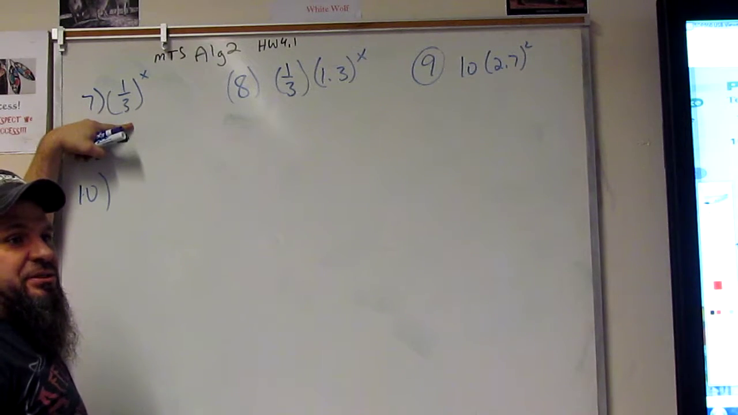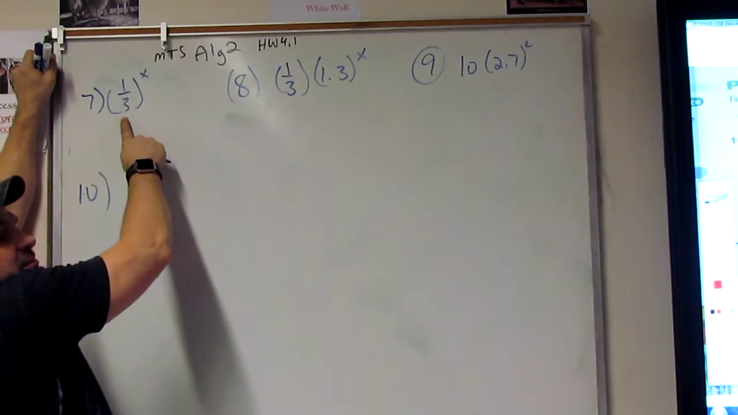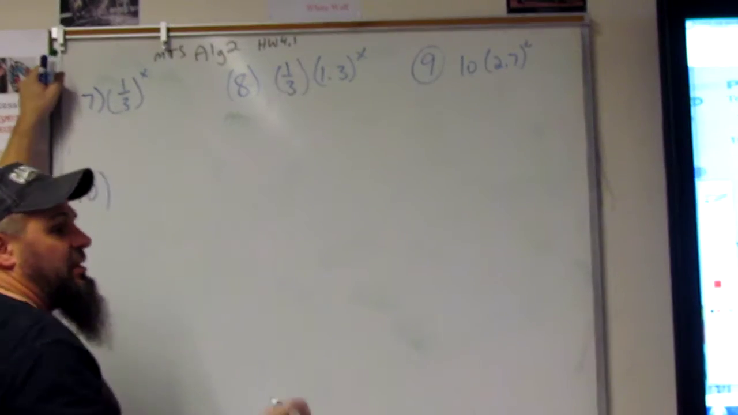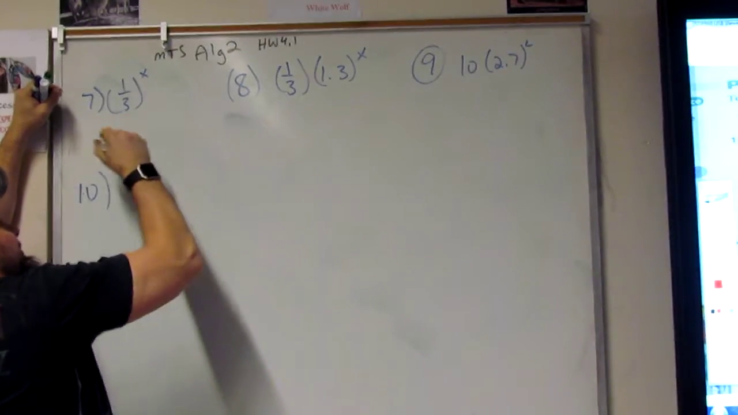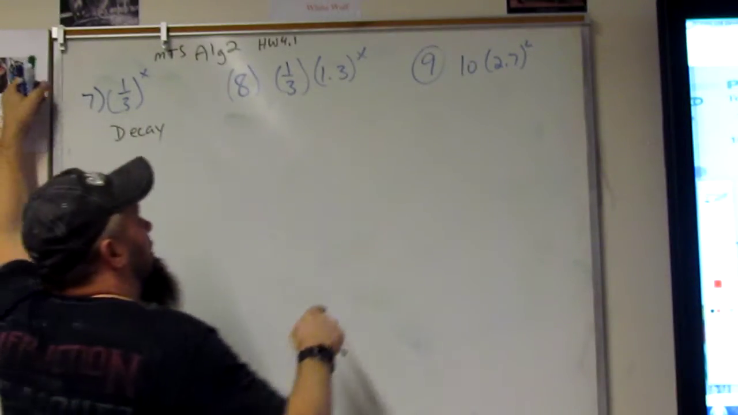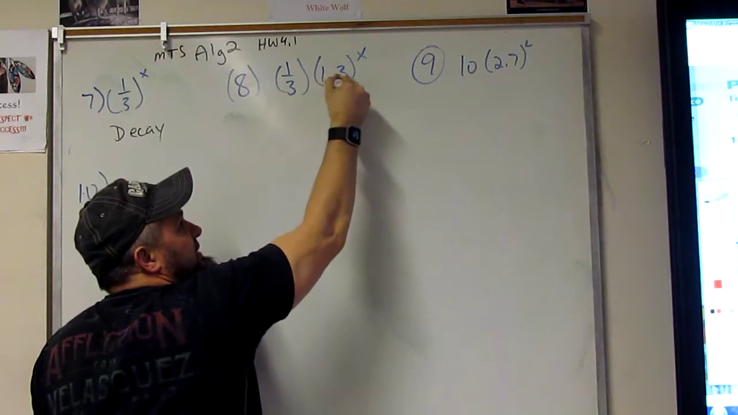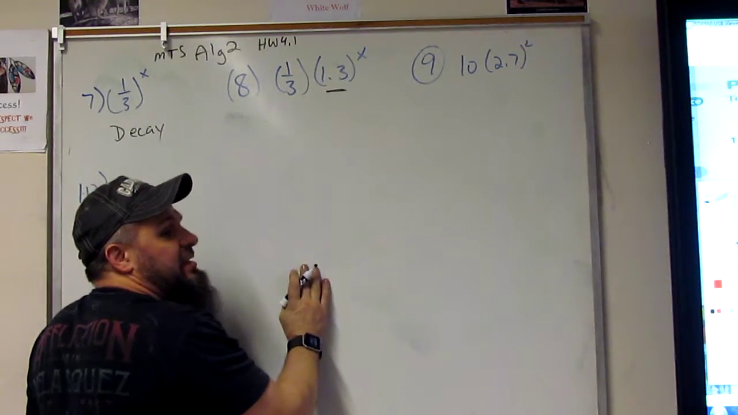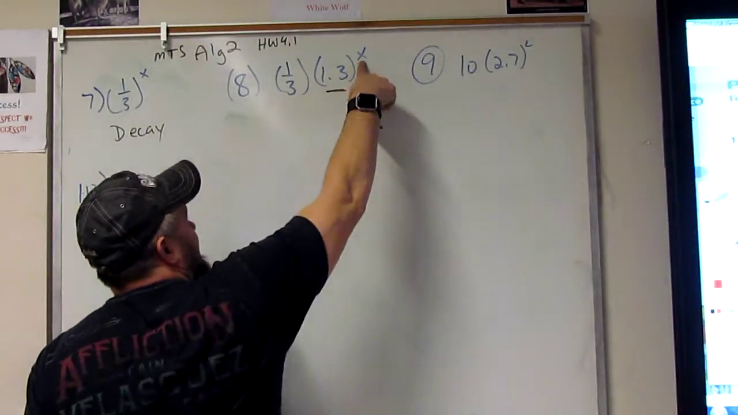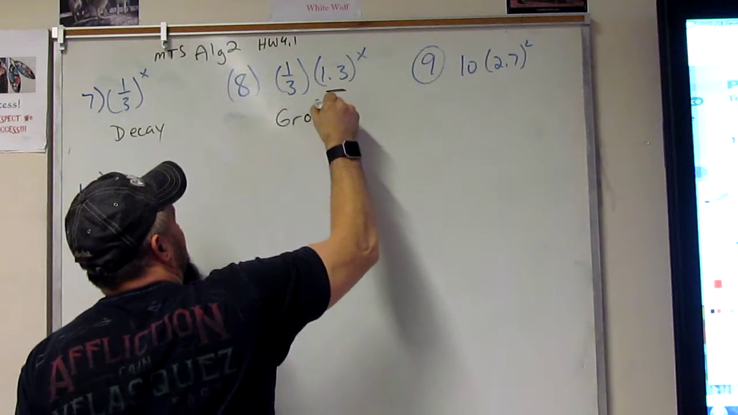To define whether this is growth or decay, is this less than 1? So it's 1/3, right? So that's less than 1. So therefore this is decay. Now this is less than 1, but it doesn't matter. The only thing we care about is this piece right here, because that is greater than 1, right? 1.3. Then this is an exponent. This is what we call exponential growth.